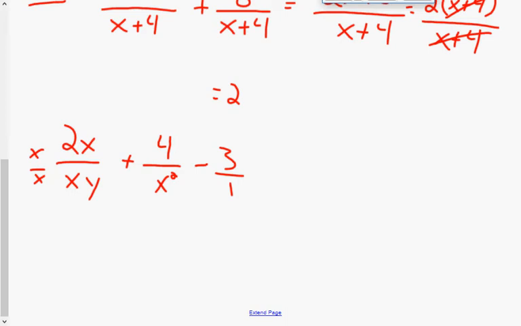Now, what do I need? How do I make this y? How do I get x to y? I times it by y, right? I multiply this guy by y. I multiply this guy by y. All right. And then how do I make 1 look like x squared y? Multiply it by that. Right.